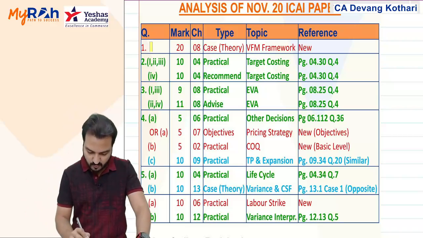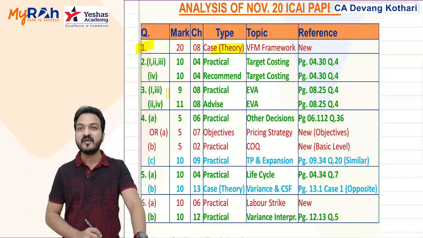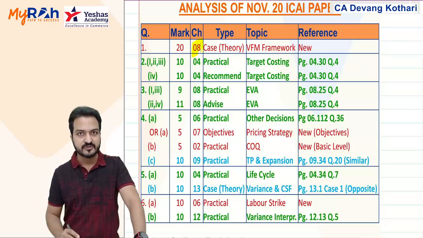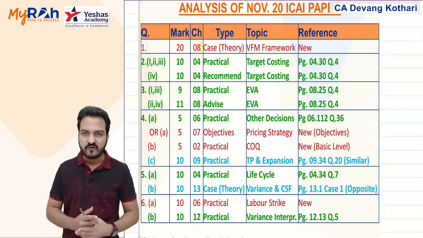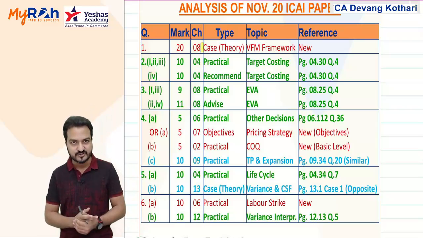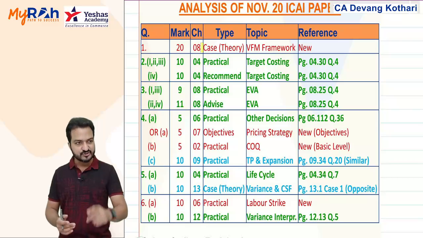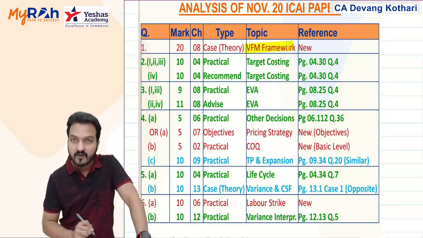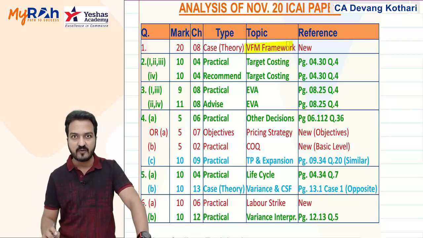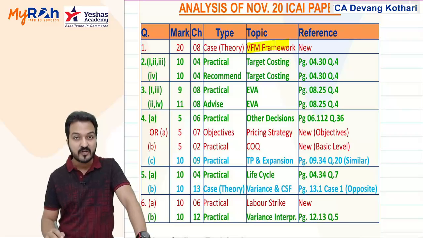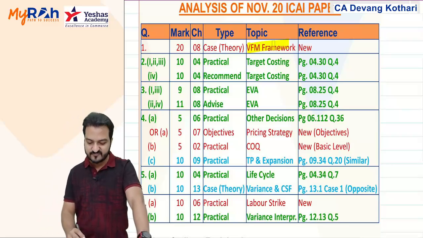So yes, question 1 was a theory based case study, and it was from chapter 8. Chapter 8, if you remember, is performance measure and evaluation. Under that chapter, the last topic was performance measurement for non-profit organizations. For non-profit organizations, one of the methods for performance measurement was the value for money framework, VFM framework. Yes, this question was regarding the value for money framework. We'll see that in my solution in my next video.